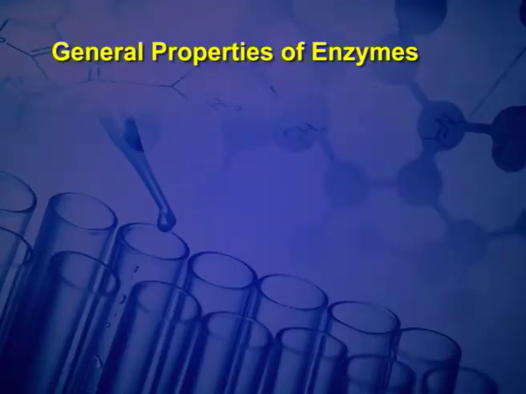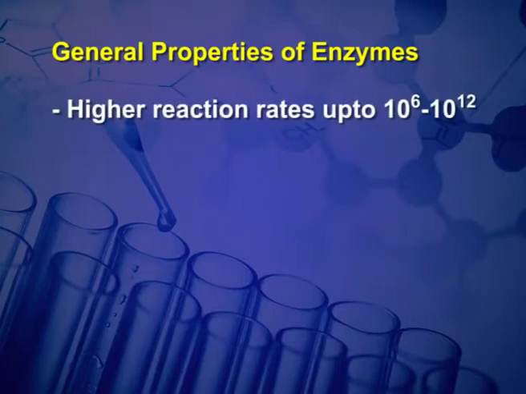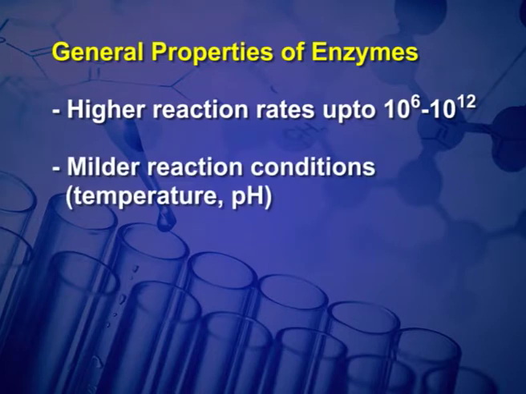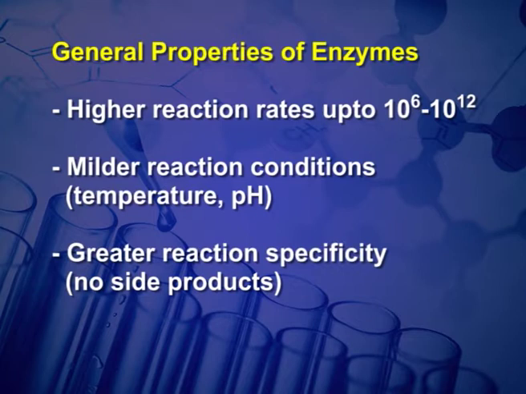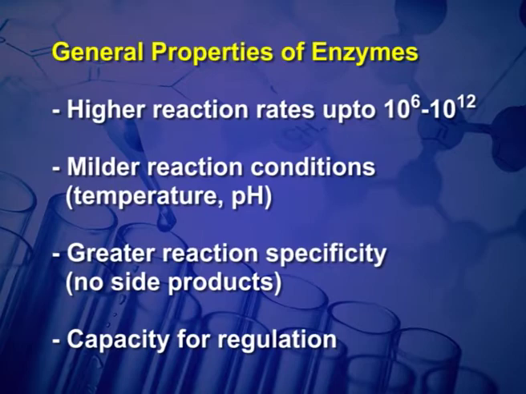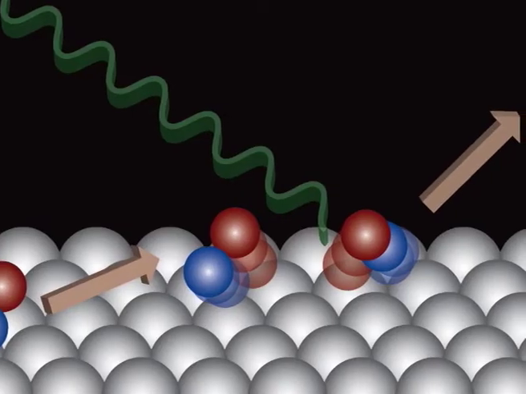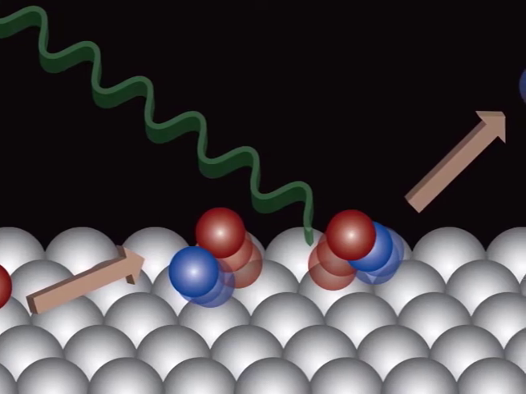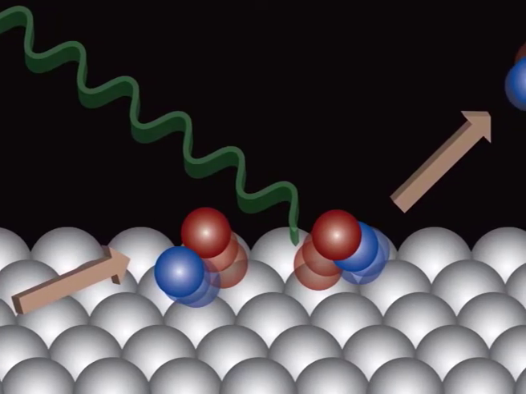Before starting our topic, we should know about enzymes. Enzymes increase the rate of chemical reactions by lowering the free energy barrier that separates the reactant and product. General properties associated with enzymes: enzymes differ from ordinary chemical catalysts as they have higher reaction rates, up to 10^6 to 10^12, milder reaction conditions, that is temperature and pH, greater reaction specificity, that is no side products, and capacity for regulation. Definition: a catalyst catalyzes the reaction but is not itself consumed during the process.